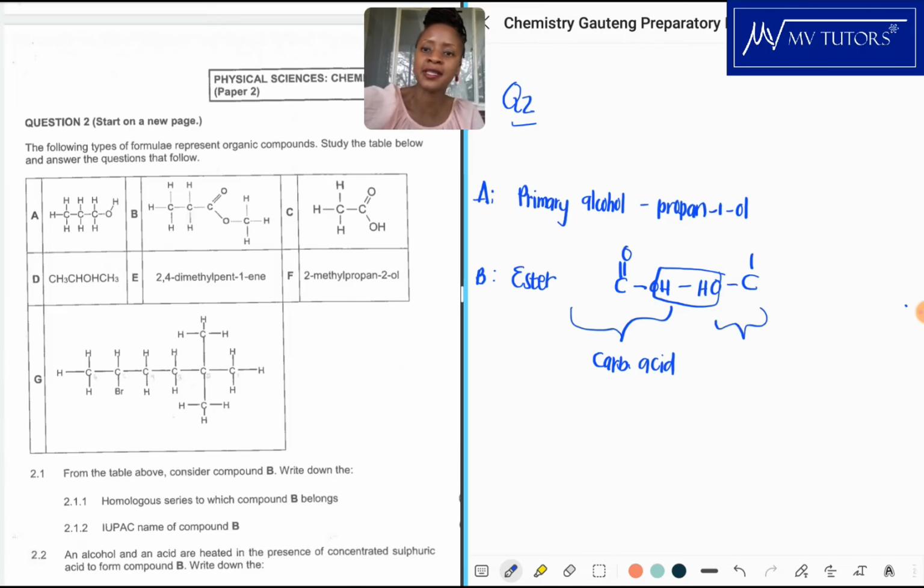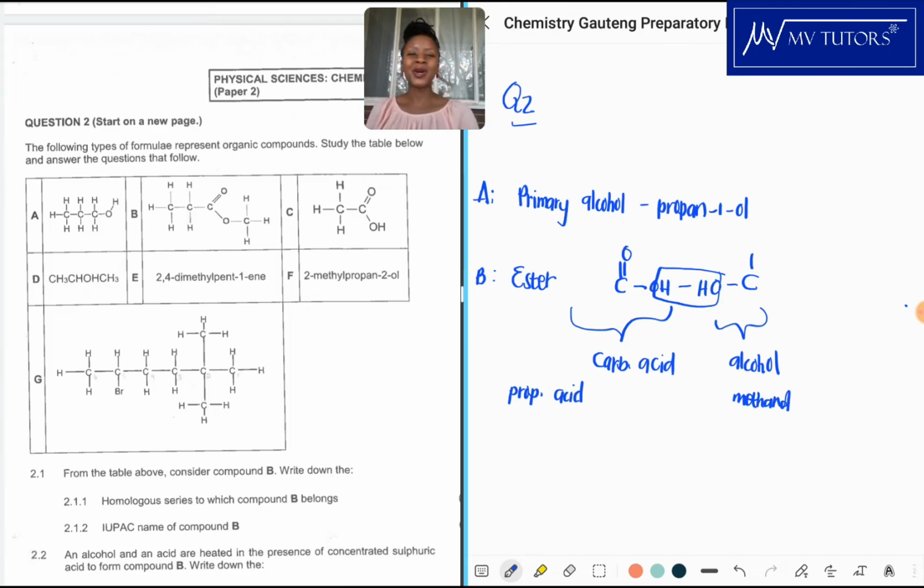But before an ester forms, you would know there's a part where you have an alcohol and a part where you have a carboxylic acid. The part where we have the carboxylic acid has 3 carbon atoms, and that would be propanoic acid, right? Propanoic acid. And then the alcohol part is just one carbon, so that would be methanol.